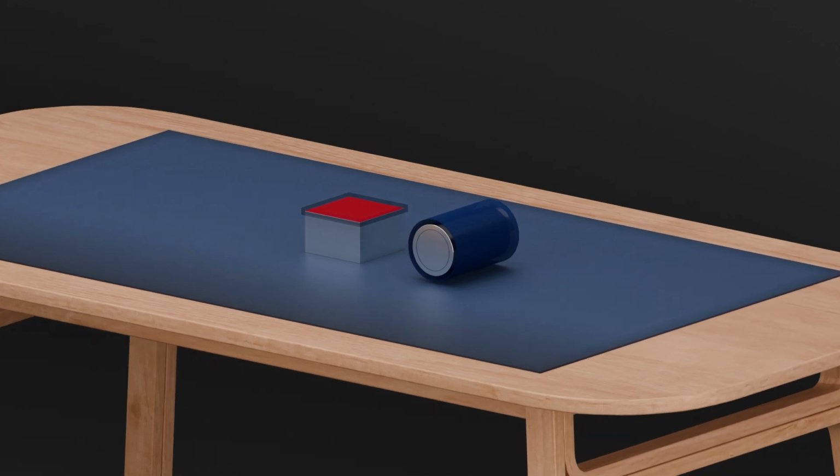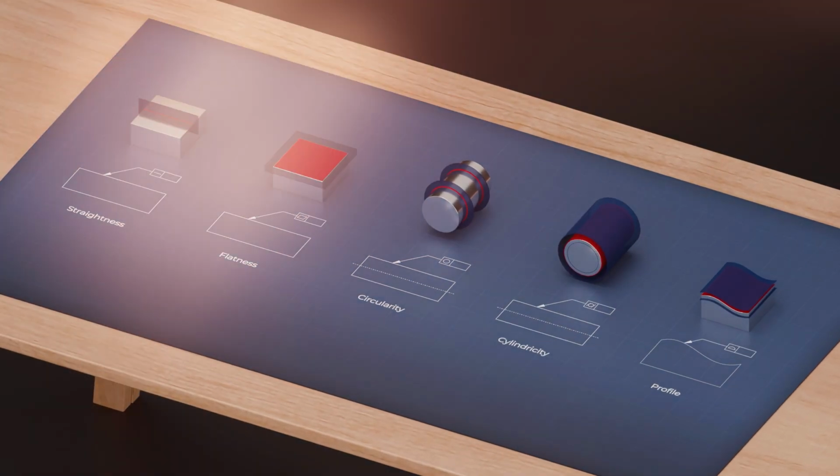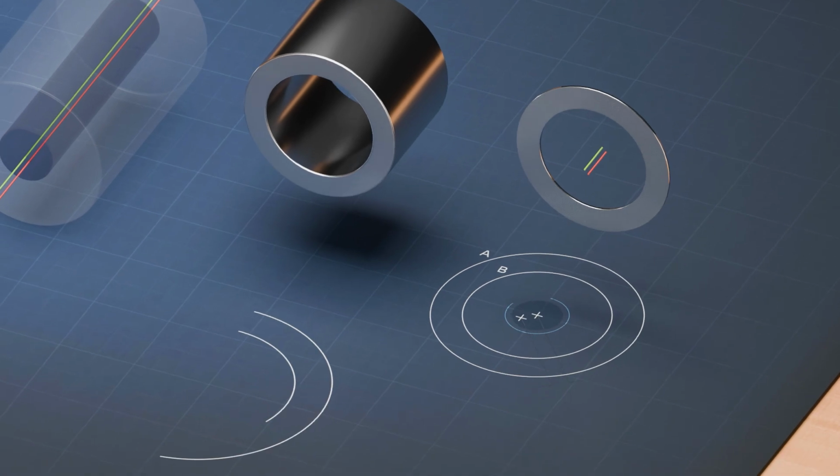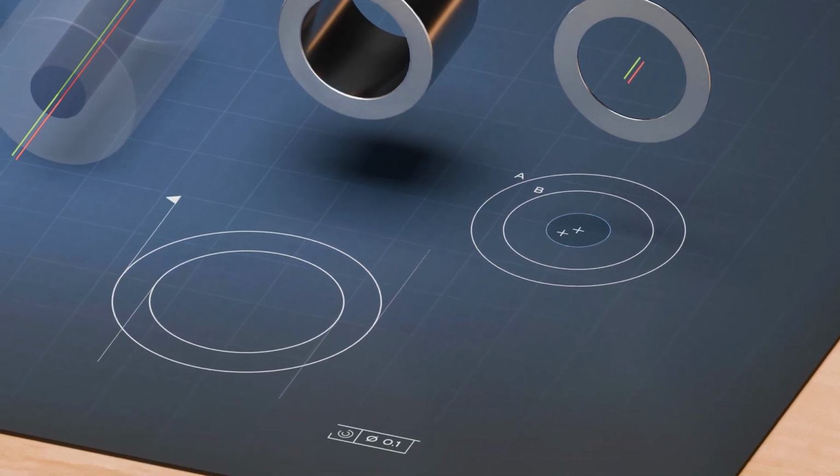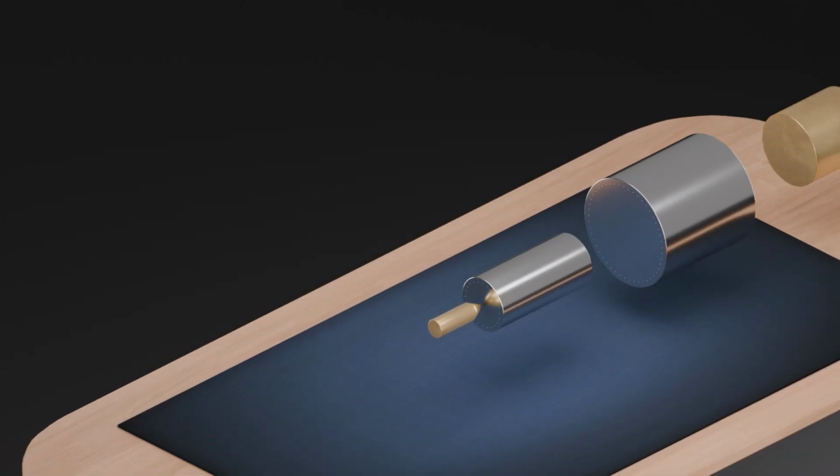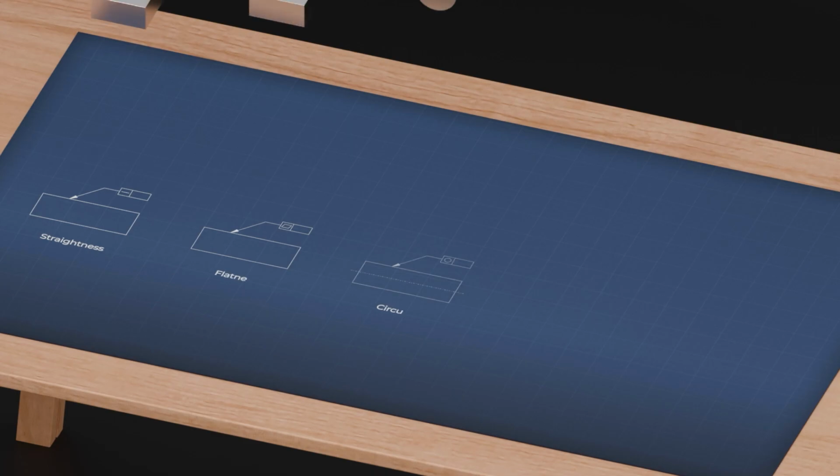Geometric dimensioning and tolerancing, GD&T, is a kind of language used by design engineers to communicate the requirements on technical drawings. How about I tell you all about GD&T in a few minutes?